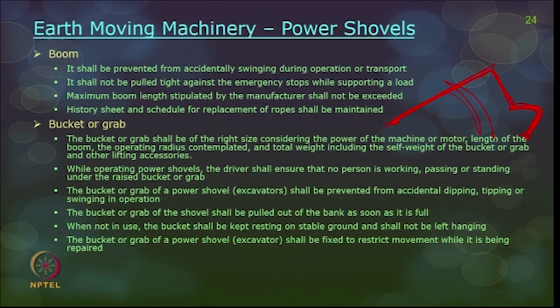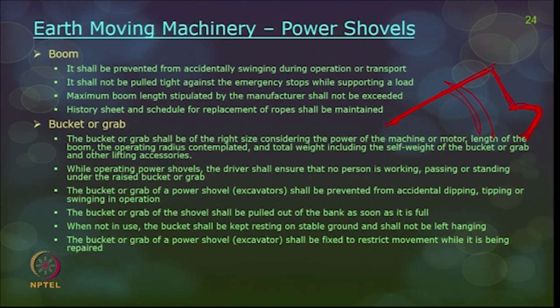Boom: the boom shall be prevented from accidentally swinging during the operation or transport, and it shall not be pulled out very tight when the emergency stops are happening. Again, it should not be swinging or moving ahead and hitting someone. So, the boom should be intact at every point of time, and the maximum boom length and the maintenance issues of the boom of the equipment should all be as per the manufacturer guidelines.